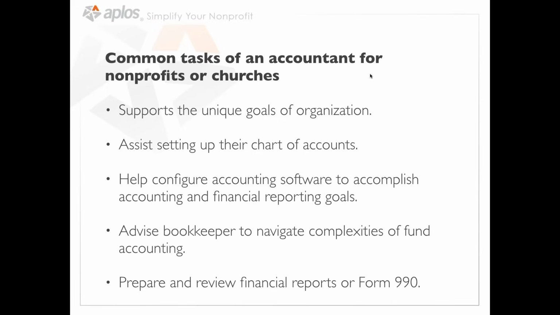With that in mind, you need to set up a financial system that can help track those goals to make sure you're making sound decisions. You're keeping track of all of the money in and out for the organization and each fund. There's a big foundational task there in setting up a chart of accounts. They also need to help figure out which accounting software is going to help them accomplish those accounting needs and reporting goals. They also need to advise bookkeepers and volunteers, and all the people that end up having their hands in the mix of tracking that stuff, on how to navigate the complexities of fund accounting, and then prepare and review financial reports or the Form 990.